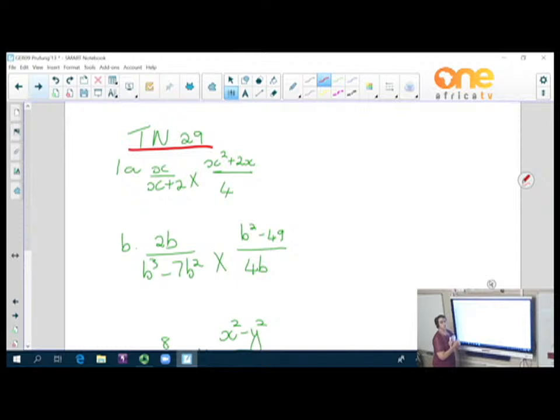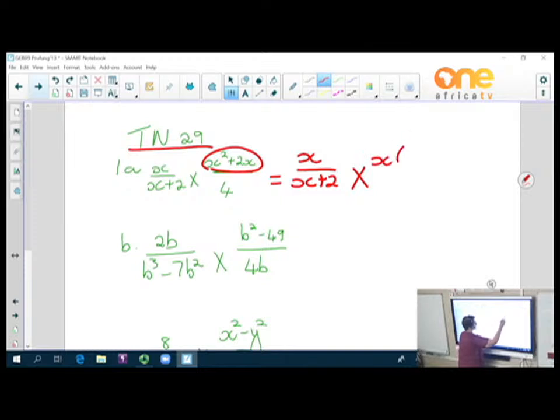Now we look at try now 29. Now first do the exercise and then you can mark it. And here factorization is still vitally important. I can only cancel if I factorize. Now the one that we need to factorize here is this one. Can you see? So I have x over x plus 2 times, and I factorize here now in its x plus 2 over 4.